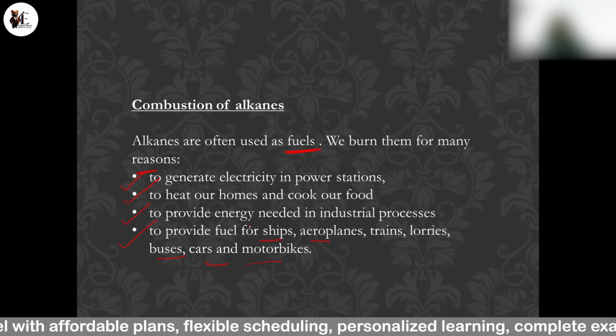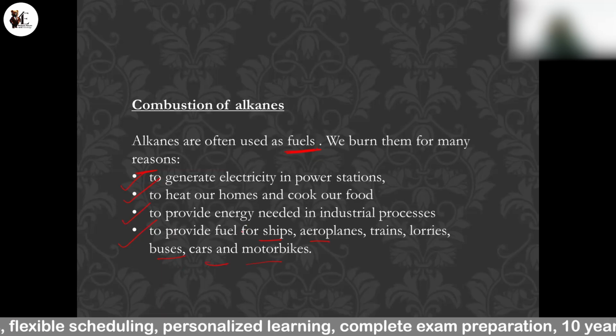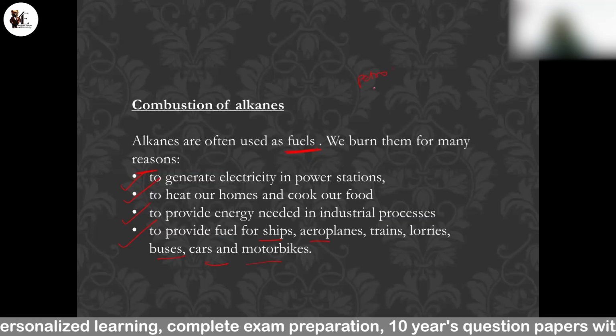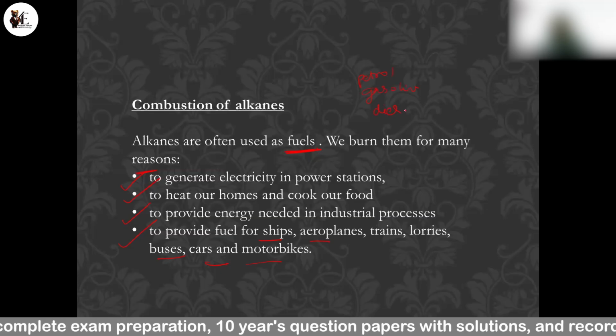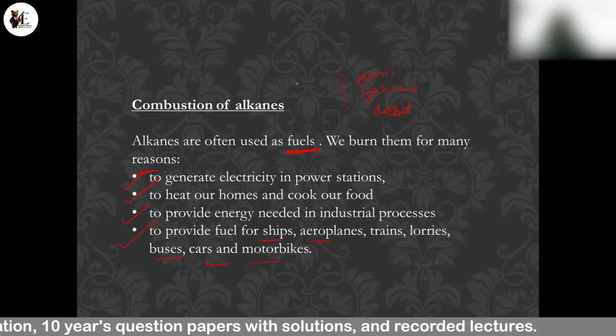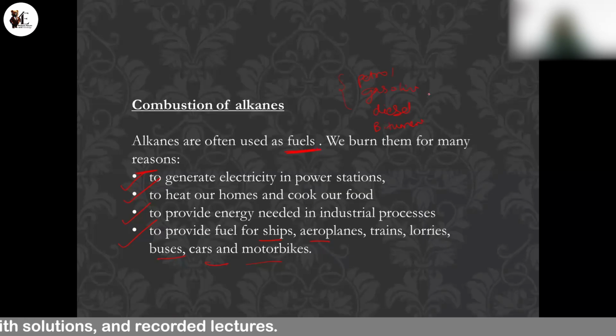So we have studied the fractional distillation of petroleum. In the fractional distillation of petroleum, we have different fractions where we have petrol, gasoline, and diesel. The uses of these are written here. They are all alkanes. We have bitumen. They are all fractions in the fractional distillation of petroleum. So what is the most common use of alkanes? They are used as fuels.